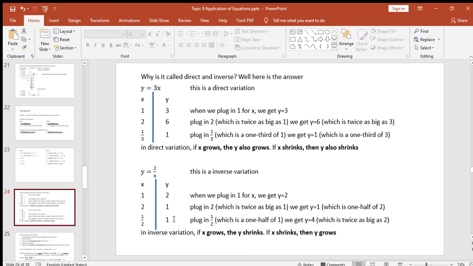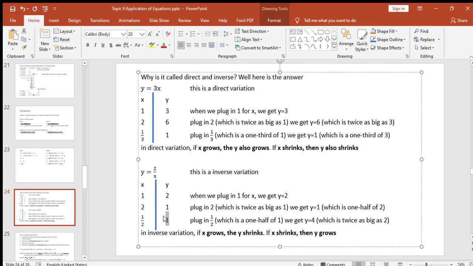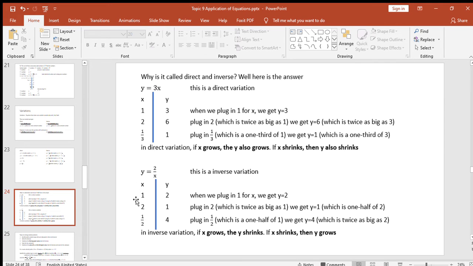Now let's say we decrease our x to 1/2. Our y increases. So our x decreases, y increases. So it's kind of inverse, right? One goes up, one goes down. Unlike in direct variation, if one goes up, the other goes up also. So that's why they're called direct and inverse, okay?